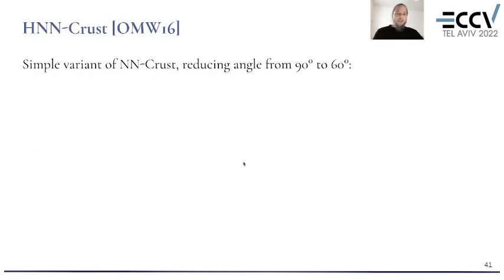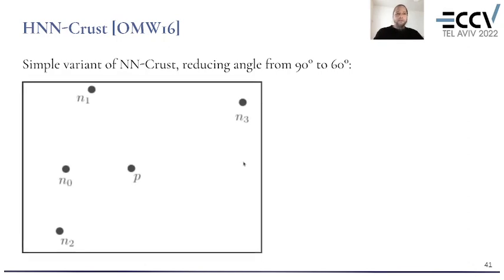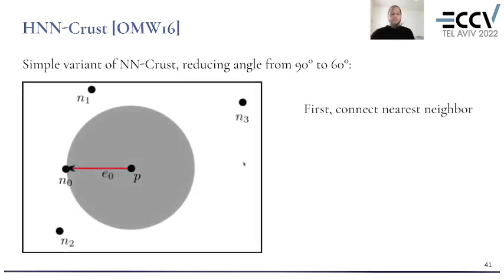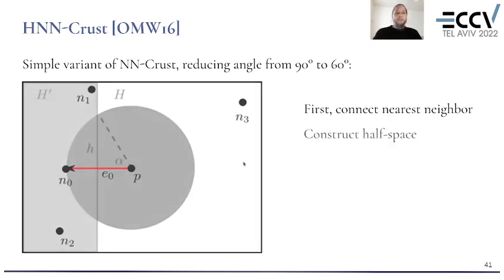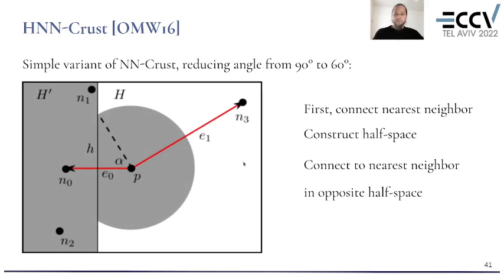Next is one of our own algorithms, half nearest neighbor crust, which is a simple variant of nearest neighbor crust, which relaxes the angle requirement. To show how it works, we have a point P and its nearest neighbors in order. First it connects to the nearest neighbor, same as before, and then taking the midpoint of that edge, blending out that half space, connecting the neighbor that is in the white area in the remaining half space. We managed to prove this for a much enhanced epsilon of smaller than 0.47.